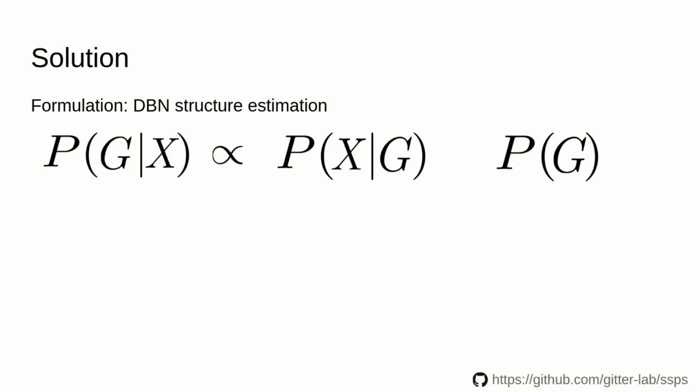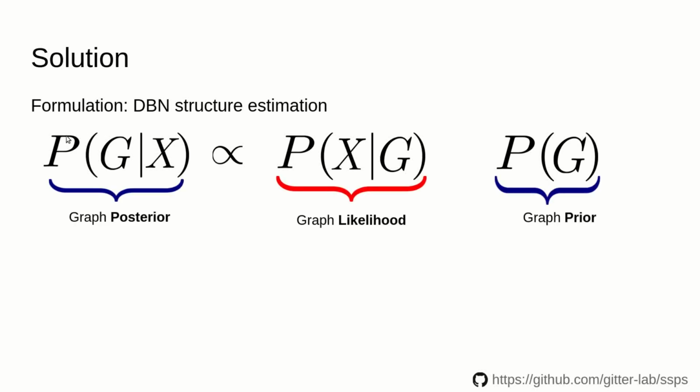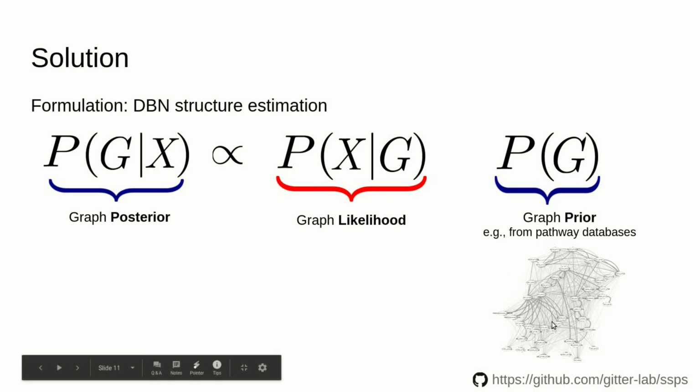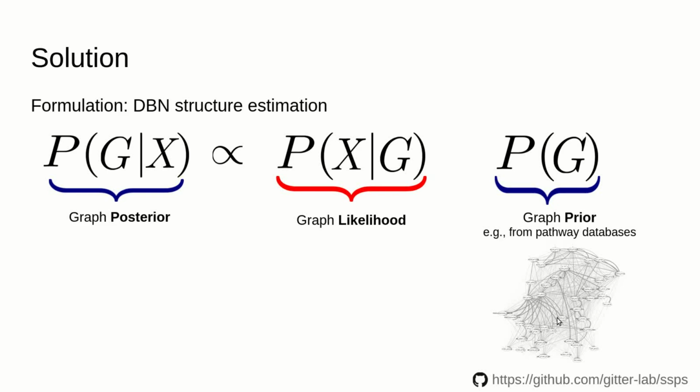So that's our problem. How do we solve it? We formulate the problem in terms of dynamic Bayesian network structure estimation. And we take a Bayesian approach. Namely, we want a posterior distribution over graph structures conditioned on time series data. We decompose this posterior into a graph likelihood function and a graph prior distribution. We admit prior knowledge in the form of a weighted directed graph. This could be derived from signaling pathway databases, such as KEGG, for example.